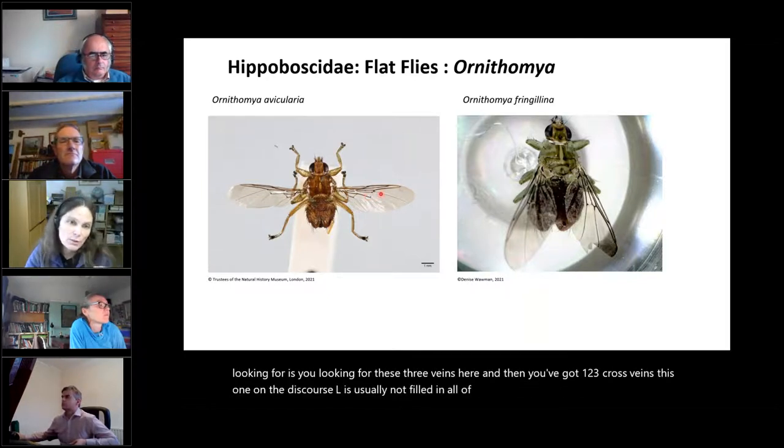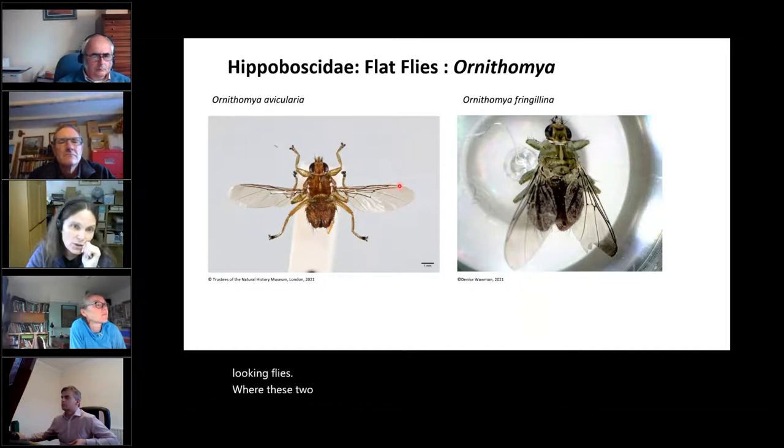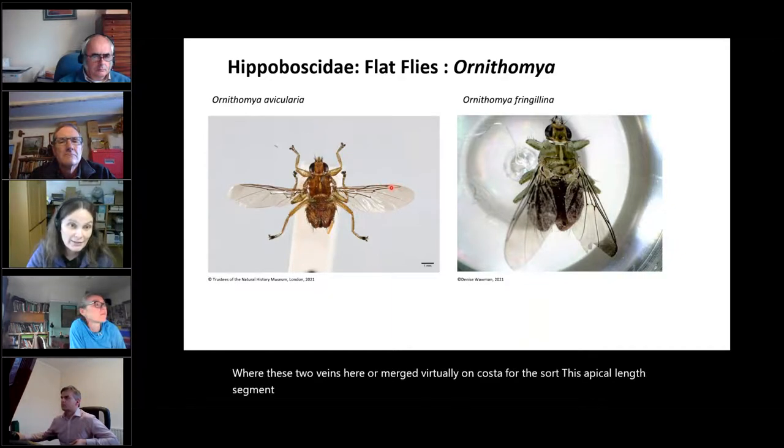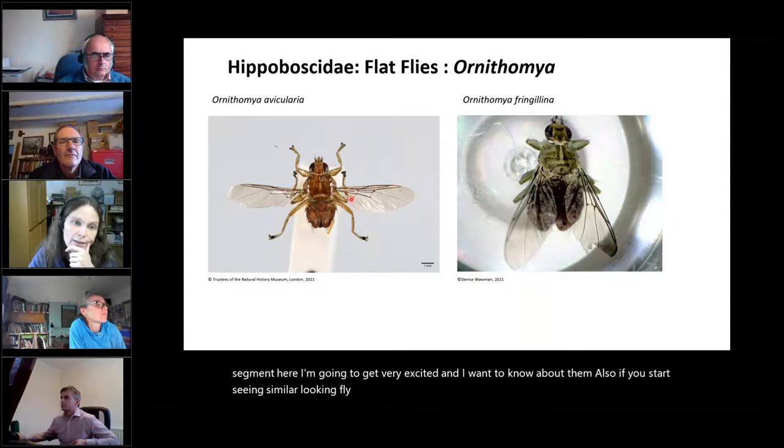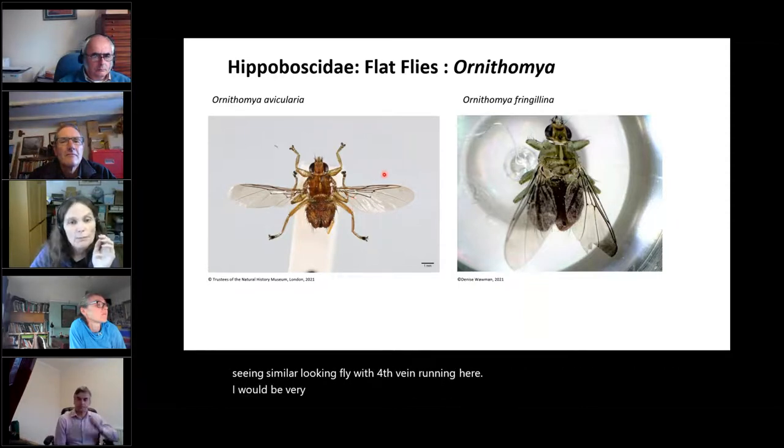If you start seeing similar looking flies, where these two veins here are merged virtually on the costa for this apical length segment here, I'm going to get very excited and I want to know about them. Also, if you start seeing a similar looking fly with a fourth vein running here, I would be very interested. But generally, this is the largest, Ornithomyia avicularia.